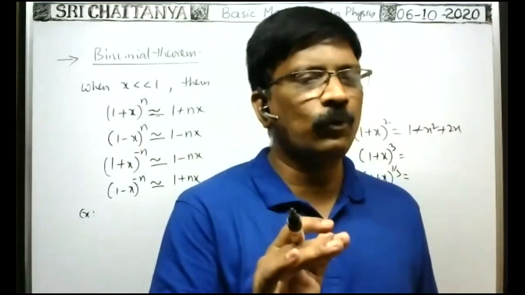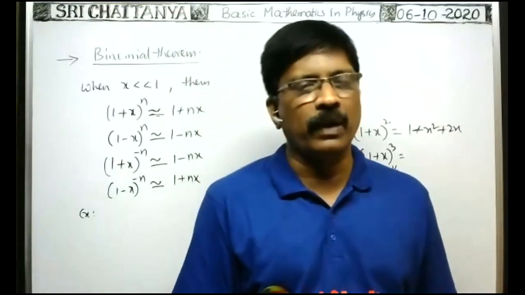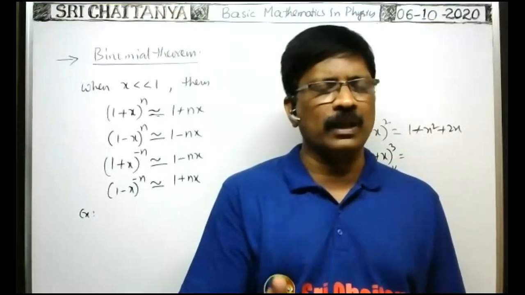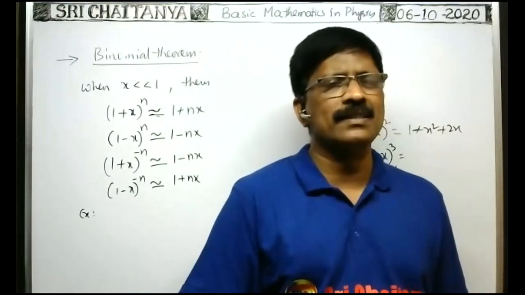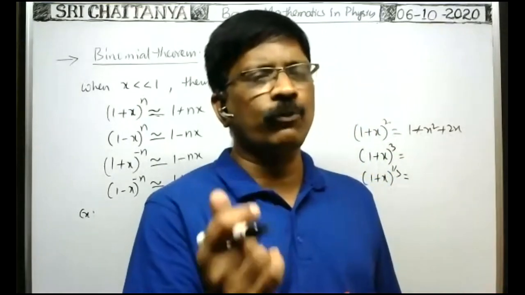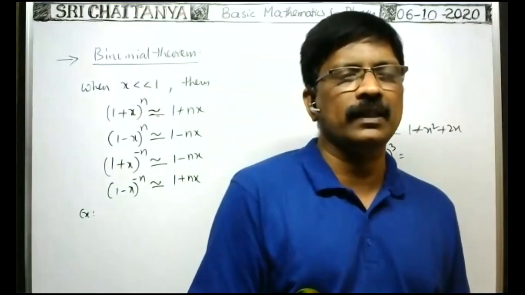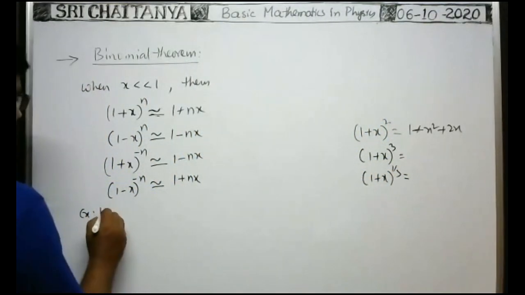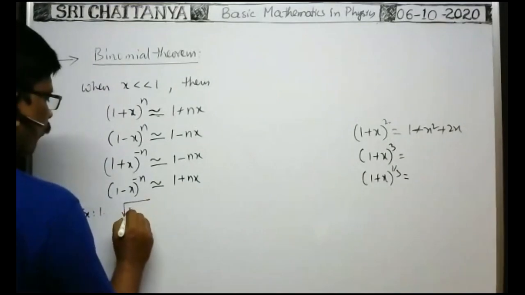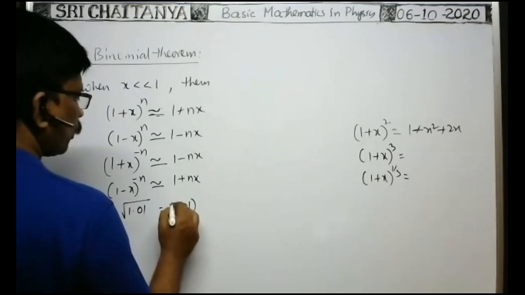In such cases, we need the help of the binomial theorem. I think you could understand what is the importance of the binomial theorem, or what is the use of the binomial theorem. We cannot say the square root of 1.01 as easily as square root of 4 or square root of 16. In such cases, we need the binomial theorem. How can we write it? Example 1: we are given square root of 1.01. This can be written as 1.01 whole power of half.